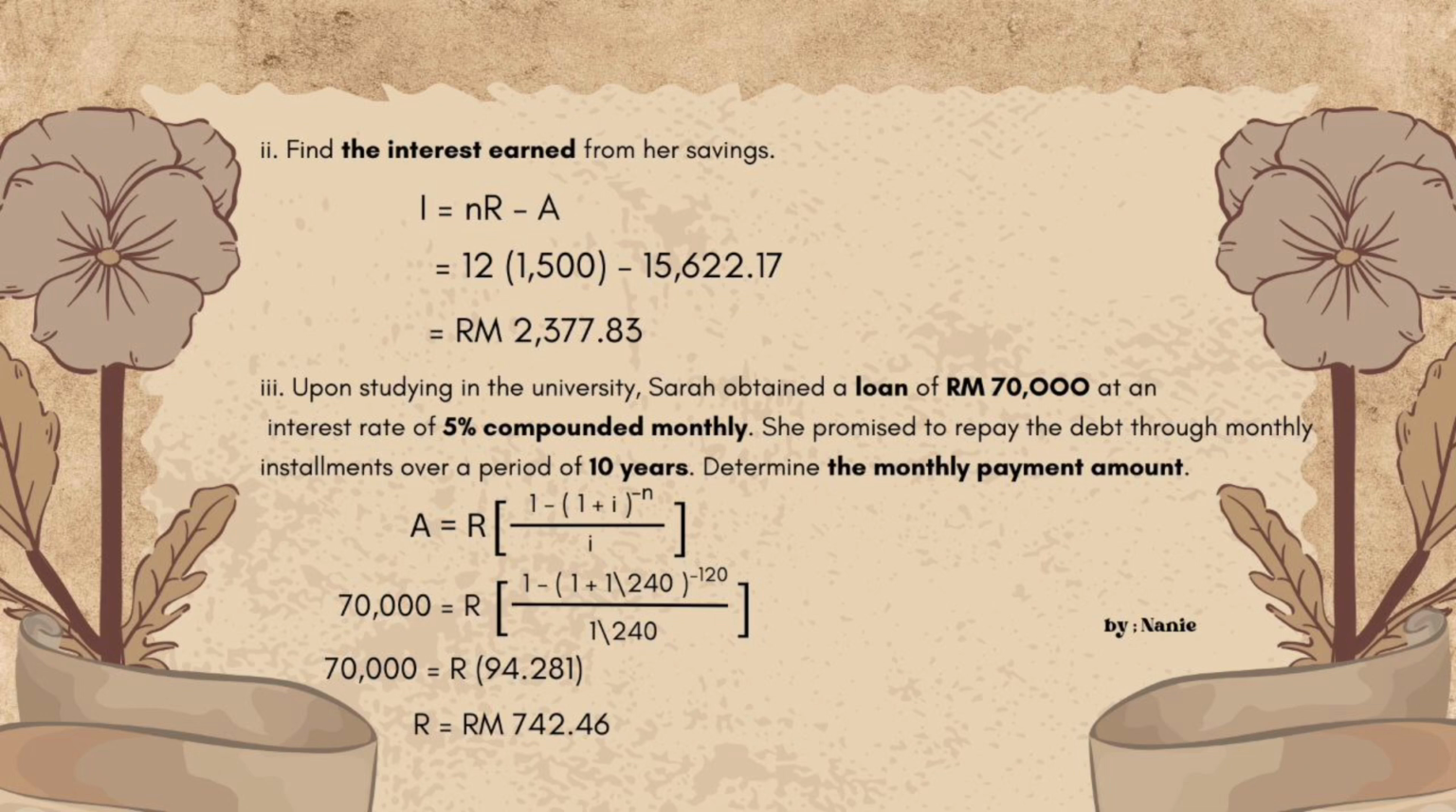The total in bracket would be 94.281. So 70,000 equals to R in bracket 94.281. And the final answer is 742 ringgit and 46 cents.